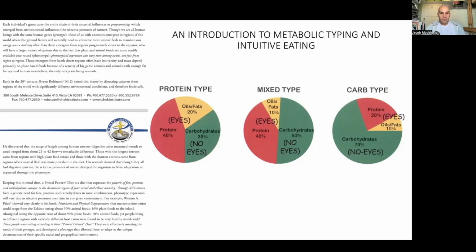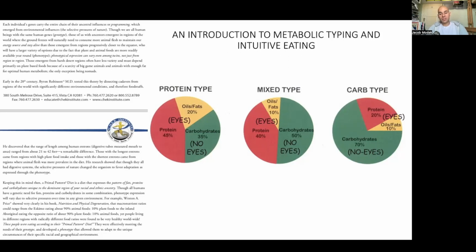More protein type, more protein and fats. Protein and fats are foods that come from a source that has eyes. Carbs are foods that come from a source that has no eyes, essentially. Mixed type is a balance between the two. Carb type is more no-eyes foods.